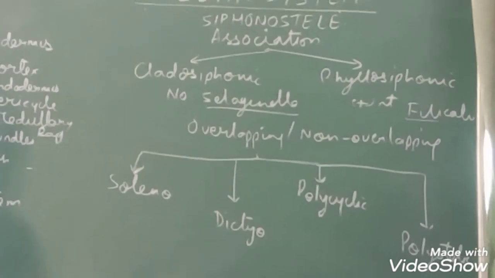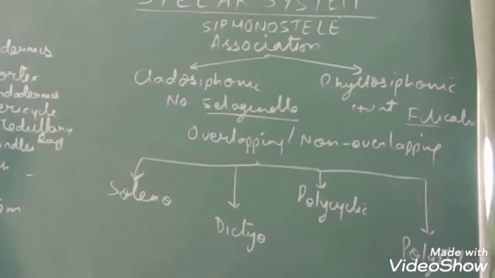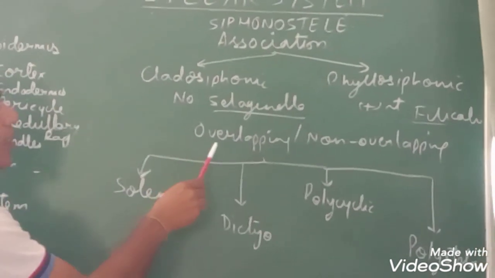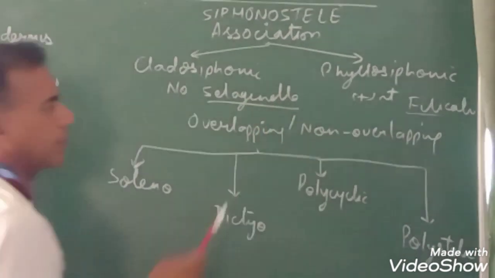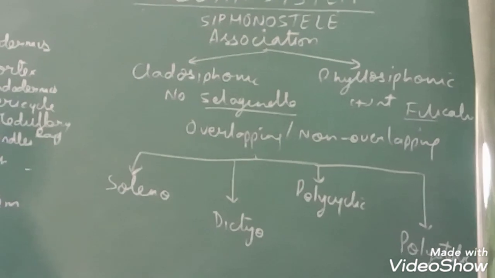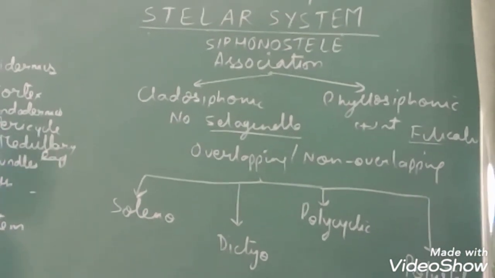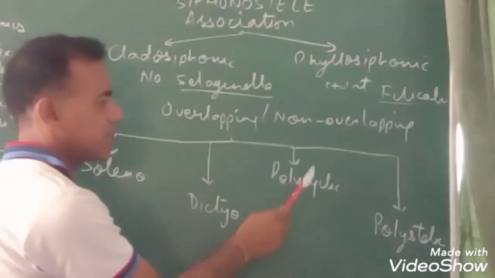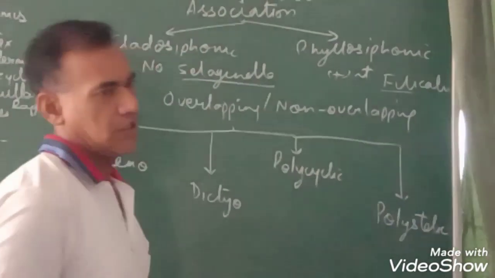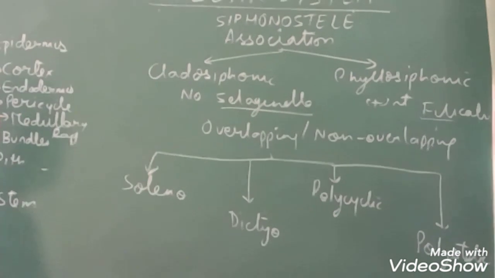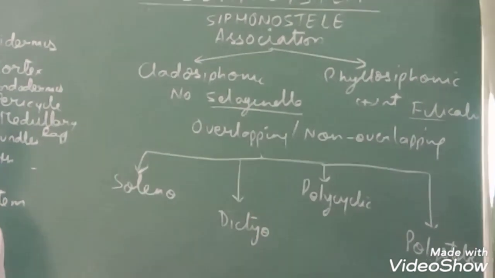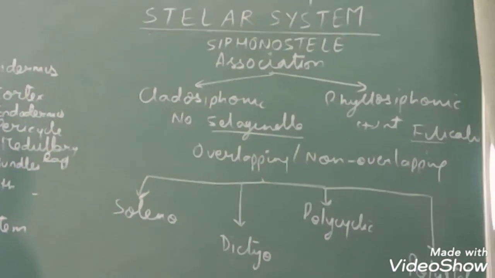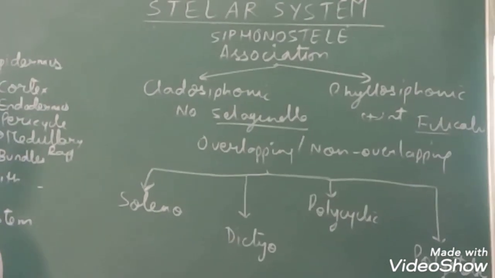The siphonostele, on the basis of overlapping or non-overlapping leaf gaps, can be divided into the following four types: solenostele, dictyostele, polycyclic and polystele. Before considering these four, I would like to tell you about leaf gap and leaf trace.